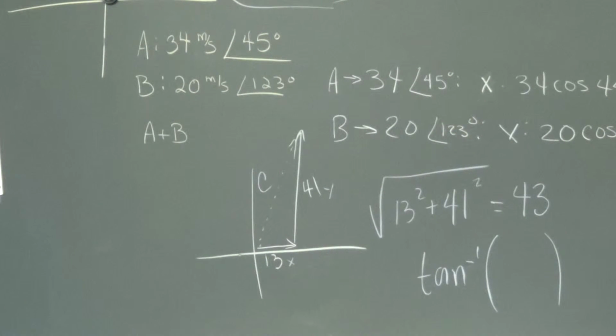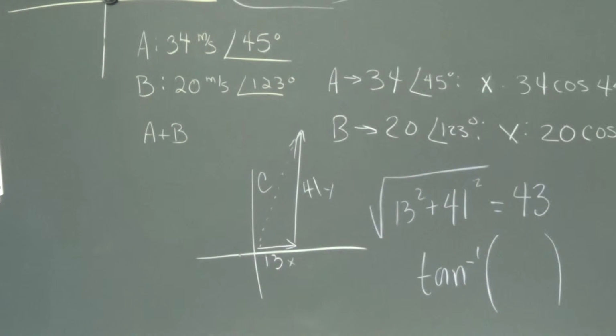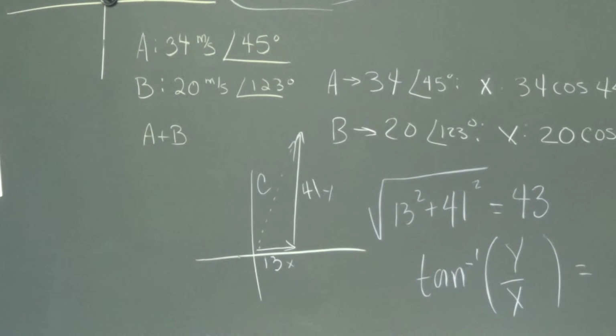Inverse tan is going to always be the opposite over adjacent, and that will always be the y component divided by the x every single time. So y divided by the x, so that's why I kept asking you to mark it as x, mark it as y, because then you'll know when you get here. So, Hunter, tan inverse, make sure you're in degrees, 41 over 13. 72.